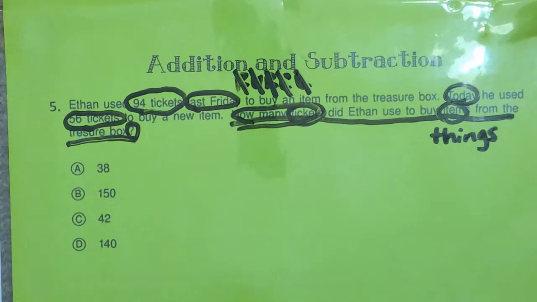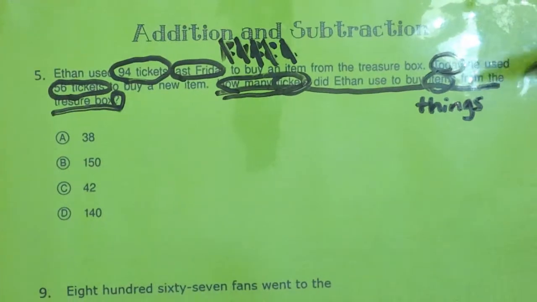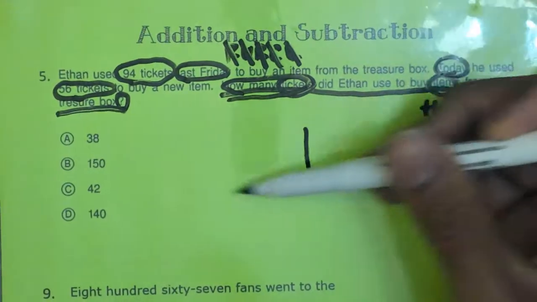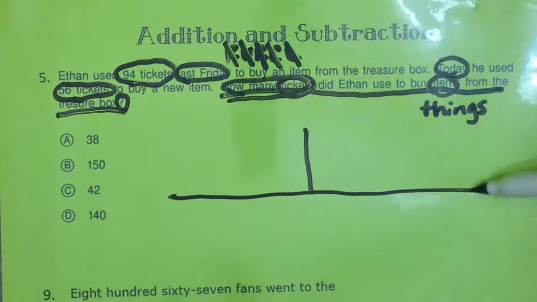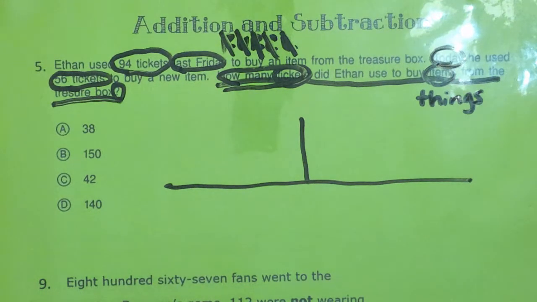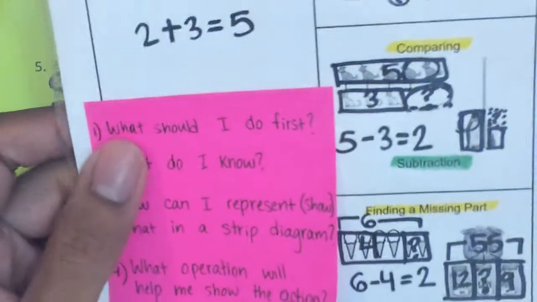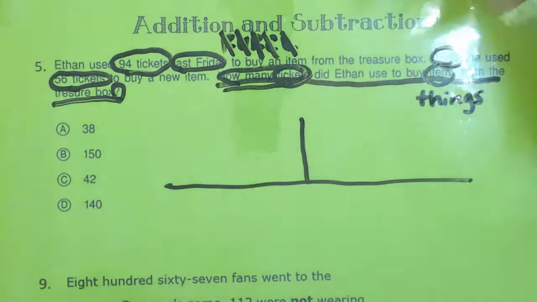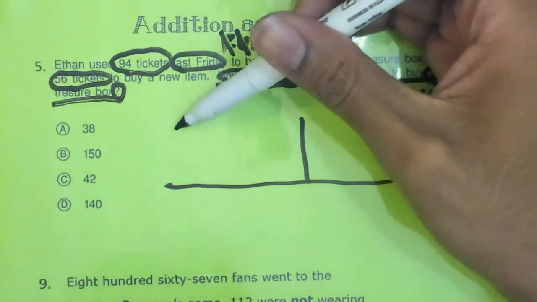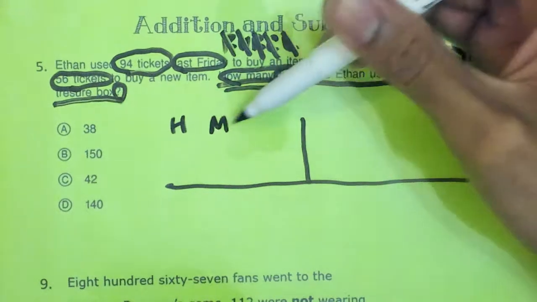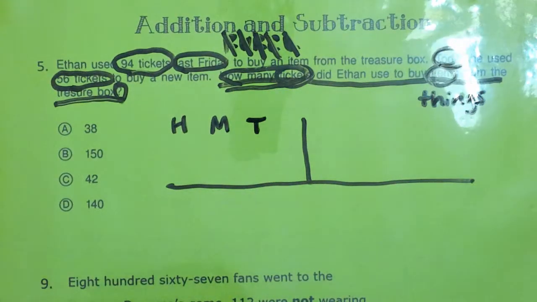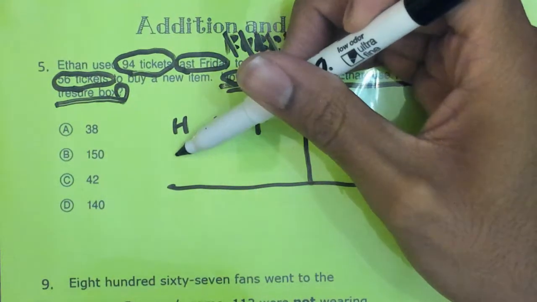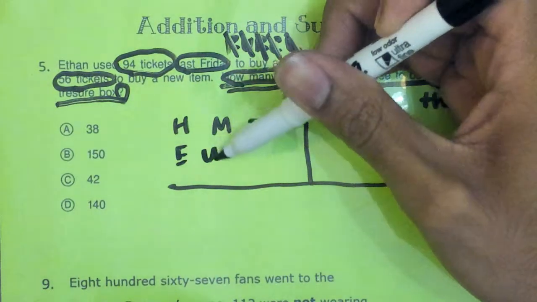And what time is it? It's 3-step time. So let's go ahead and draw our 3-step. And every time we solve a word problem, I'm going to start asking all of these questions. My first question is, what should I do first? Well, the main idea. My main idea is going to say, how many tickets did Ethan use?